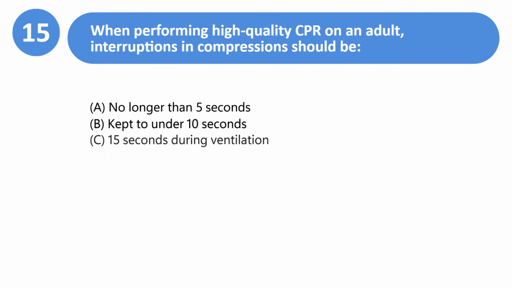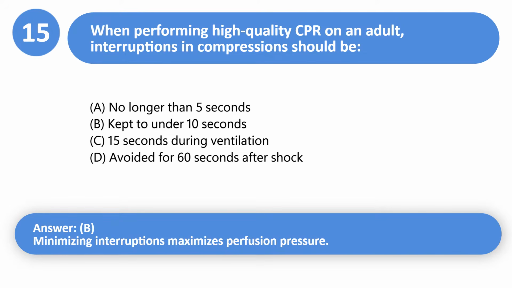When performing high-quality CPR on an adult, interruptions in compressions should be: A. No longer than 5 seconds. B. Kept to under 10 seconds. C. 15 seconds during ventilation. D. Avoided for 60 seconds after shock. Answer, B. Minimizing interruptions maximizes perfusion pressure.